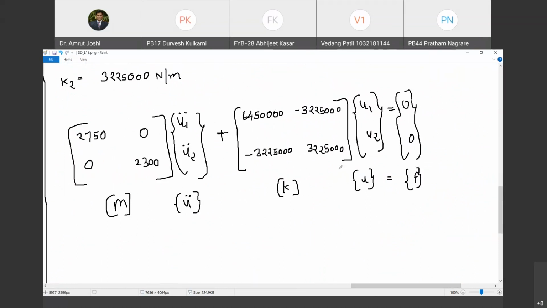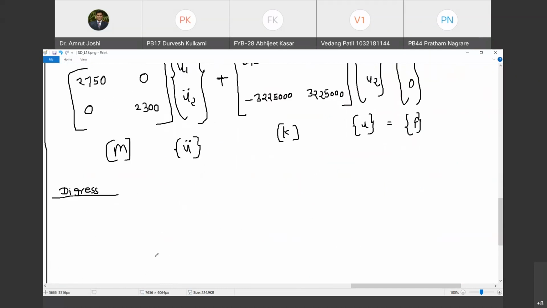So how to solve this equation? Now we will take a digression. Why are we going to take a digression? I will tell you in a while. The first thing that I'm going to do, don't ask me why, let us do it first. What I'm going to do is find out M inverse K. Are you with me?